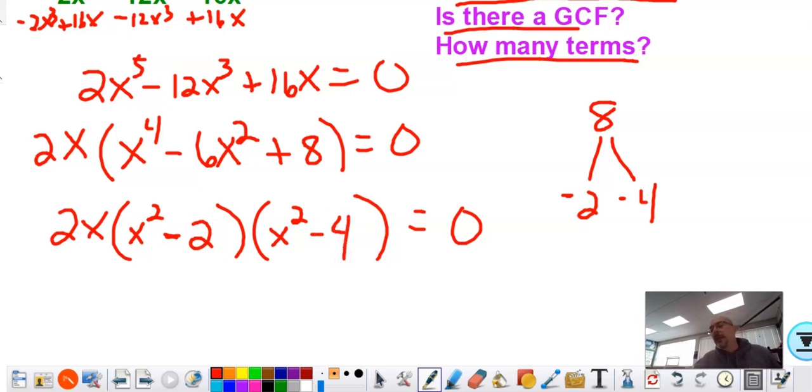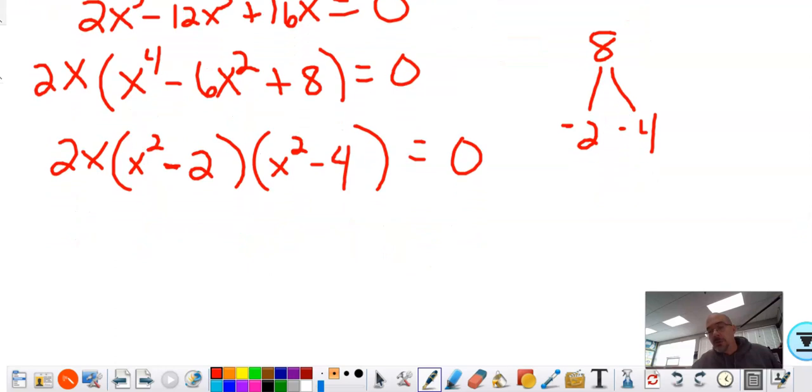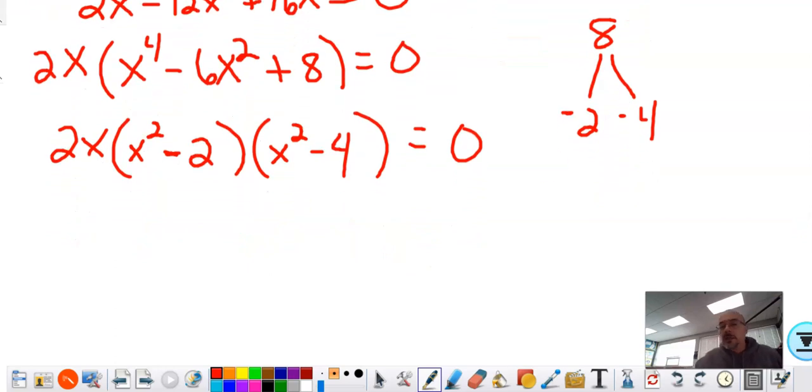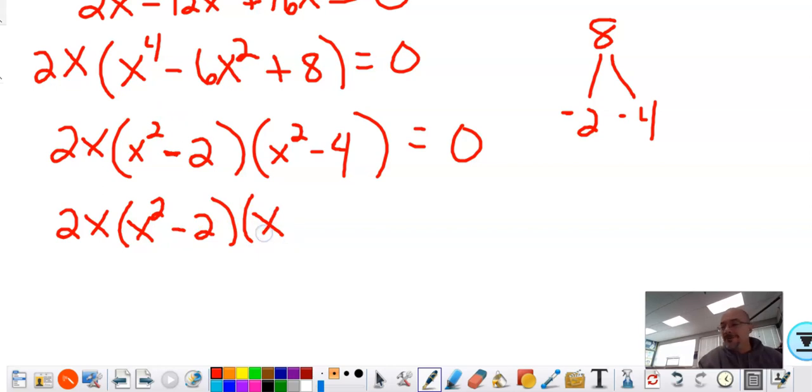Oh man, do I recognize something on this one? X squared minus 4 is a difference of 2 squares. Now, I can't do anything with x squared minus 2, but x squared minus 4 is a difference of 2 squares. Man, Mr. Ellering, are you serious? Yes, I am. Welcome to advanced algebra. So, x squared minus 4 is x plus 2 times x minus 2.